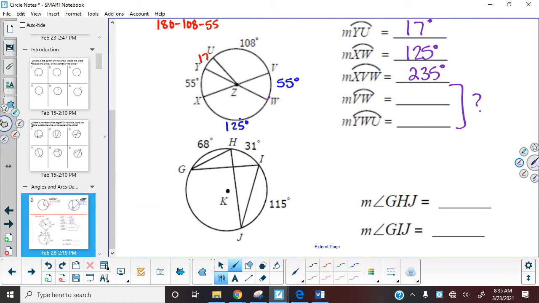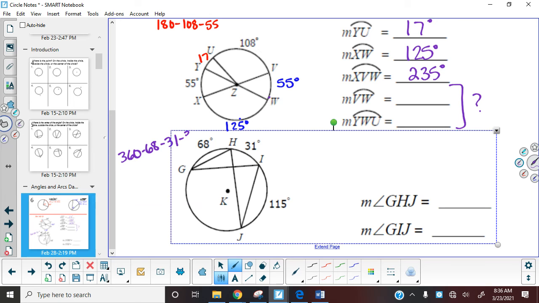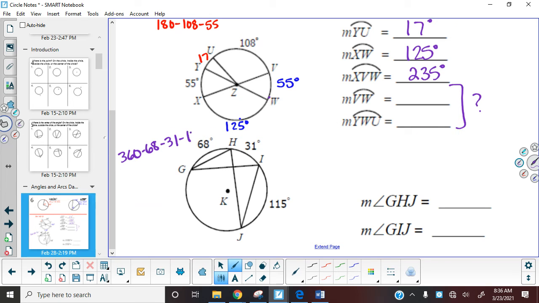If we take a look at the second one here, again, what I'm going to do to start is figure out the pieces that I don't know. So we look around the outside, I know 68, I know 31, I know 115, so I can subtract that from 360 to get my piece, that GJ, that I don't know. So 360 minus 68 minus 31 minus 115, which is going to give us a value of 146.